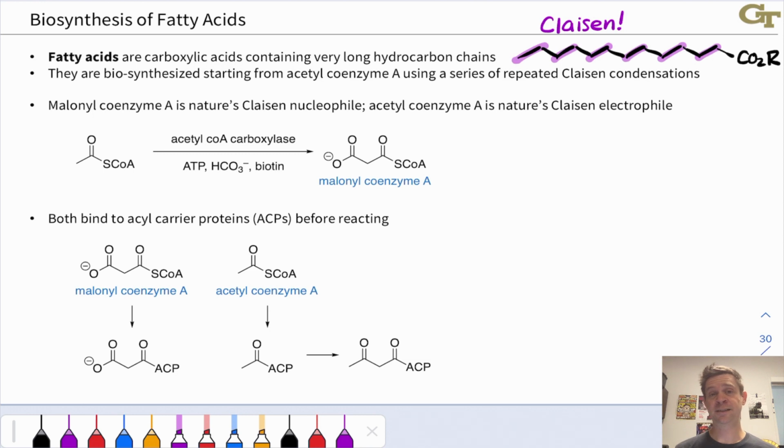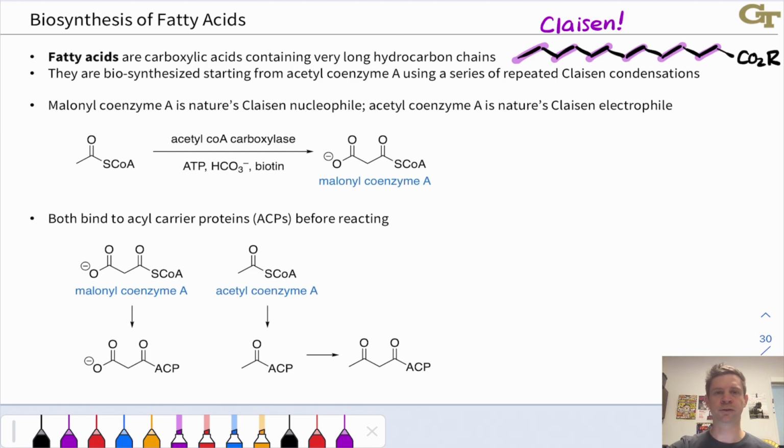The answer here is that each of these bonds, the alternating carbon-carbon bonds, is formed via Claisen condensation involving two carbon units. So two carbons are added at a time, and each of these bonds in purple is actually made through a Claisen condensation, as we'll see. So in the remainder of this video, we're going to dig into the mechanism of biochemical Claisen condensation and fatty acid biosynthesis.